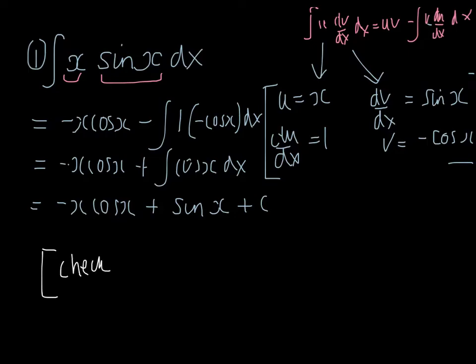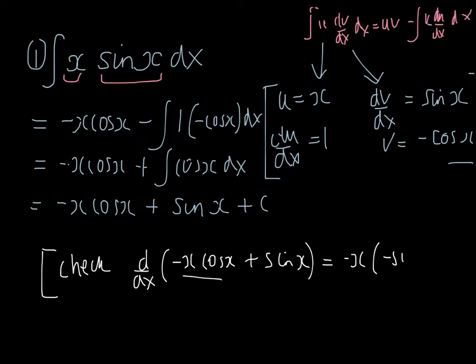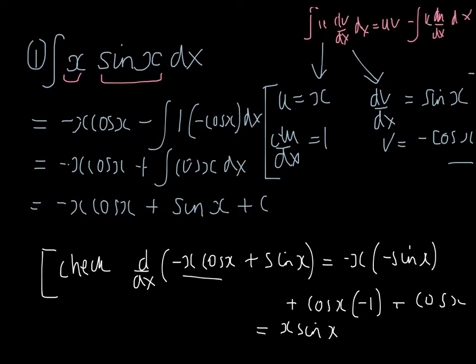The way to check would be to differentiate our answer. So if we differentiate minus x cos x plus sine x, we hope we'll get back to x sine x. For the first term we need to use the product rule. So we've got minus x times the differential of cos x, which is minus sine x, plus cos x times the differential of minus x, which is minus 1, and then plus the differential of sine x, which is cos x. So there we've got x sine x minus cos x plus cos x, so we have indeed got back to what we wanted, so we've checked that that's correct.